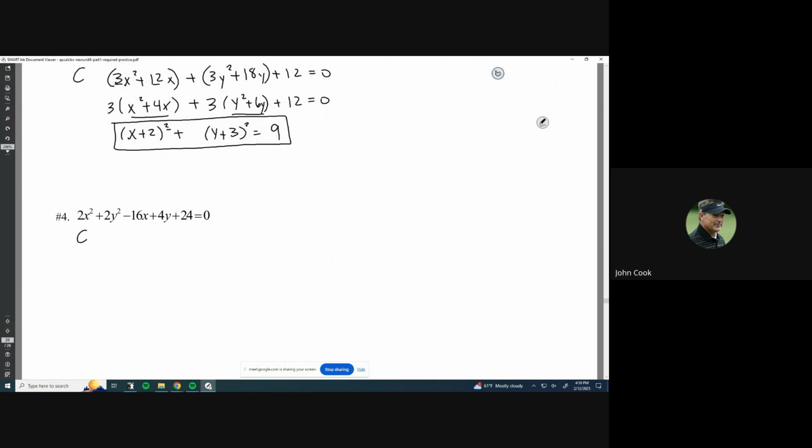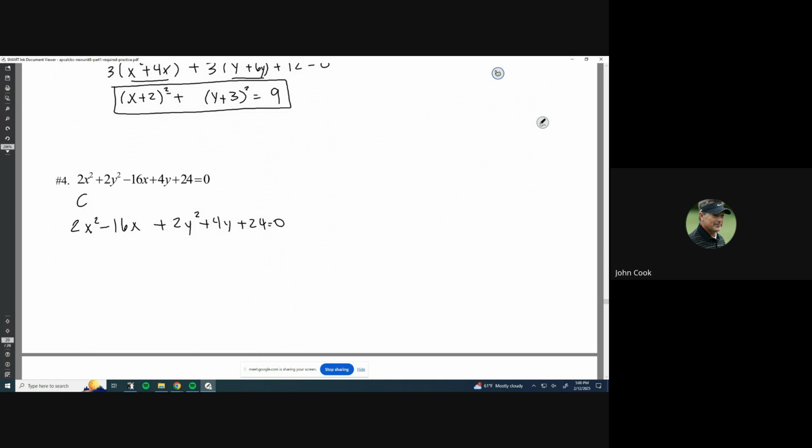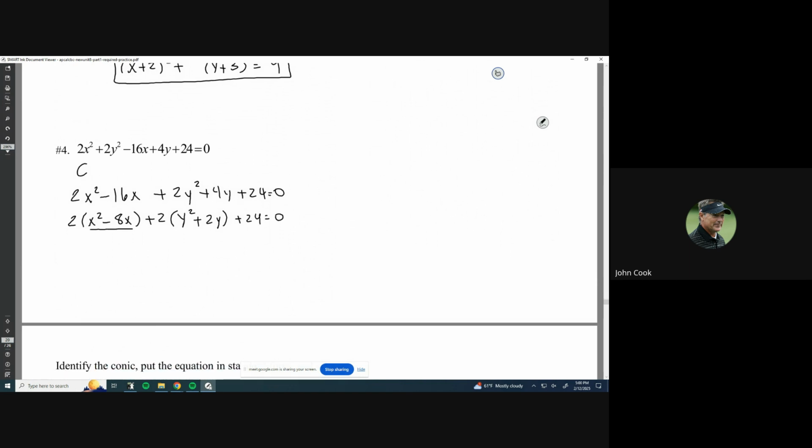Okay, number 4, same steps. So let's see here. Group the x's together. Group the y's together. Divide out the common coefficient. So we have 2 and then x squared minus 8x, plus 2 times parentheses y squared plus 2y, plus 24 equals 0. Now we'll complete the square here. So we get 2 and then x minus 4 squared, and then 2 and then y plus 1 squared.